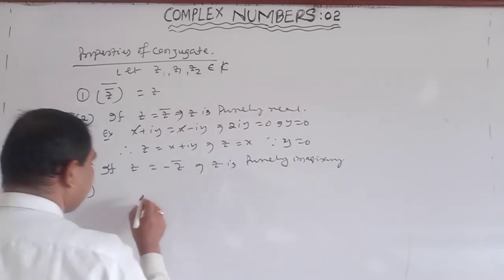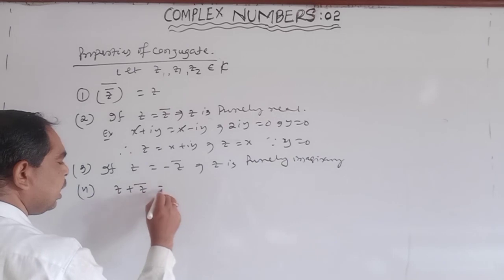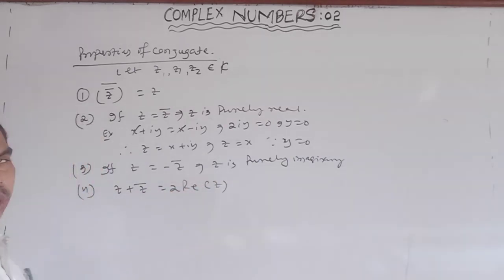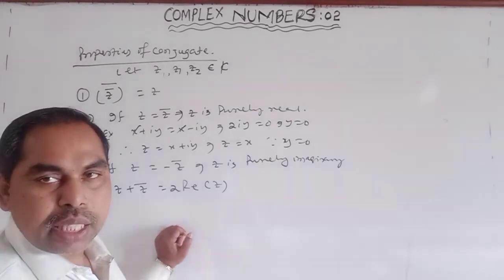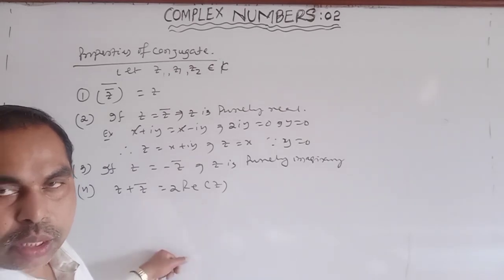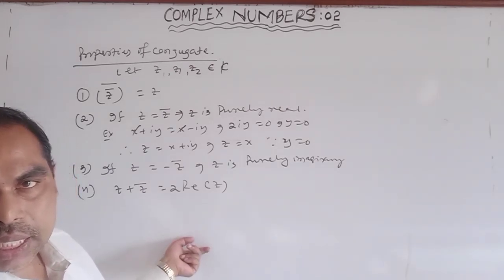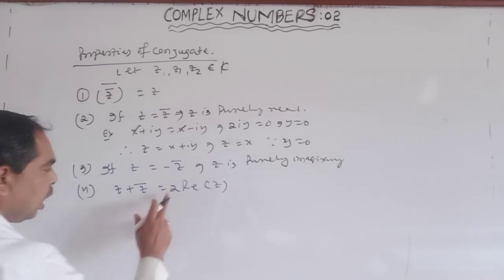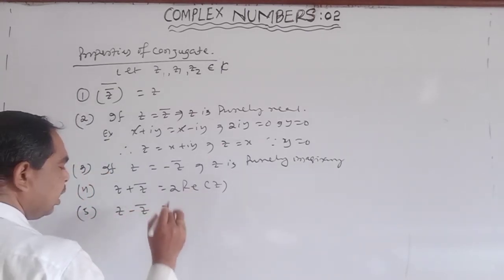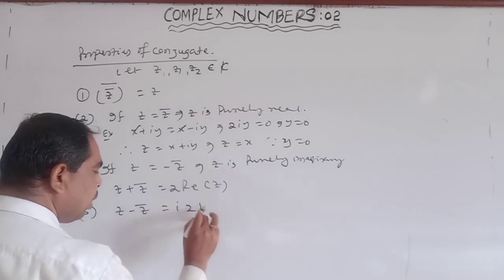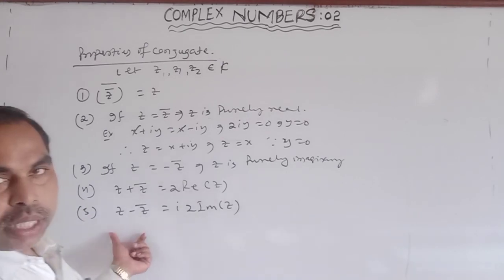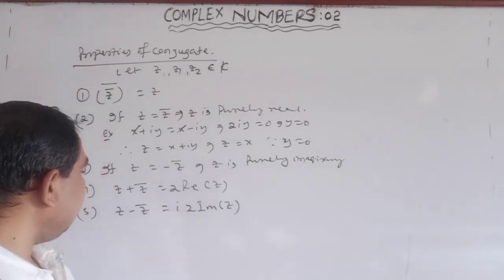Property 4: z plus z bar is equal to 2 Re(z). Suppose z is x plus iy, then z bar is x minus iy. Adding both, we get 2x. What is x? x is Re(z). So it is 2 times Re(z). Property 5: z minus z bar is equal to i into 2 into Im(z).